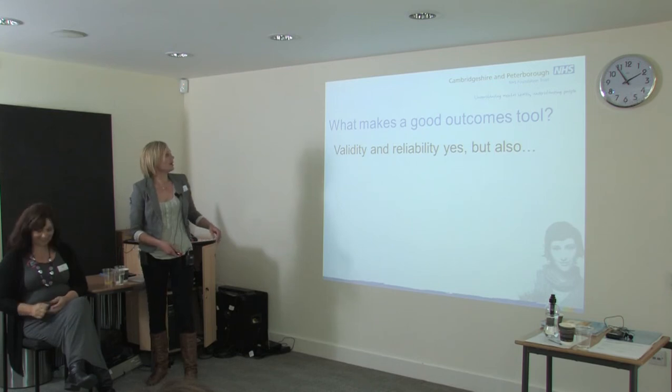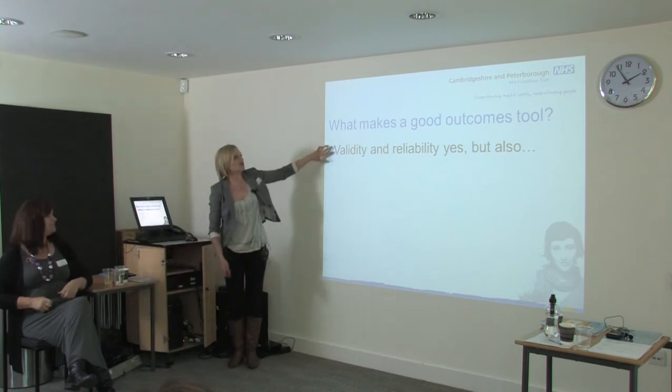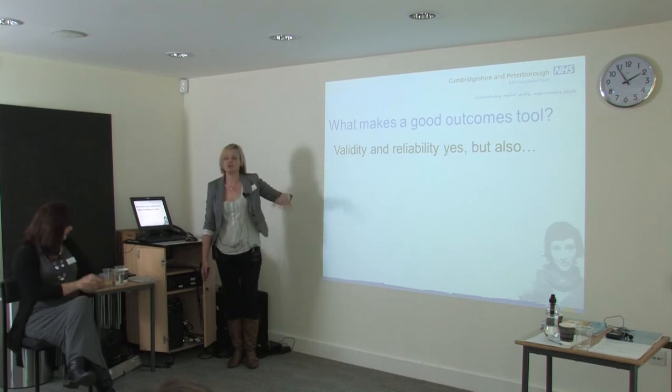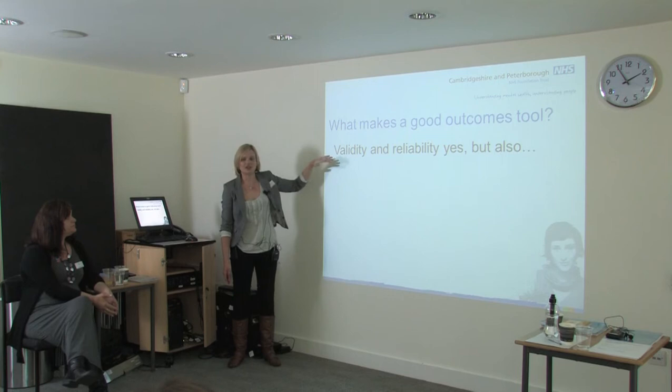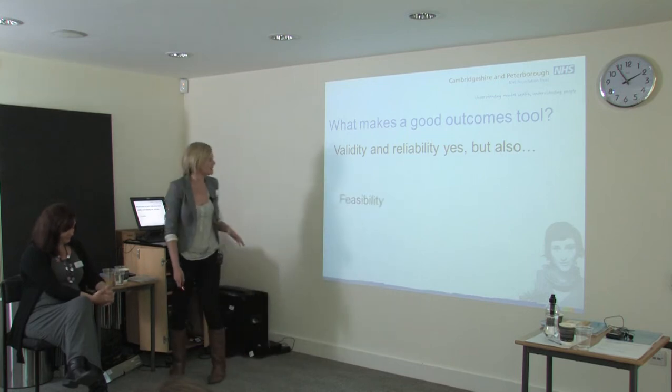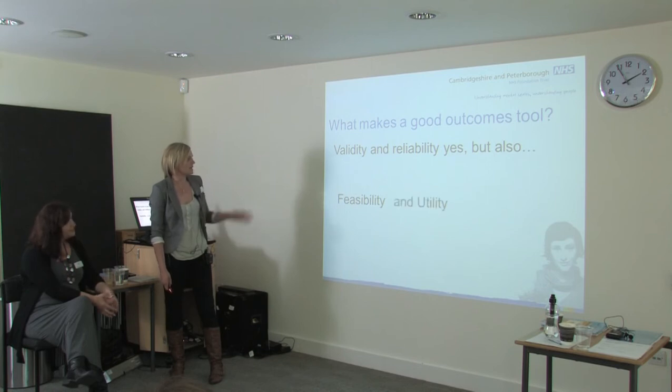So I guess this is pretty obvious. We all know this. When it comes to what makes a good outcomes tool, when you're thinking about which ones to choose, of course, they've got to measure what they say they measure, and they've got to be able to measure that consistently. We know that, but kind of equally as important are feasibility and utility.